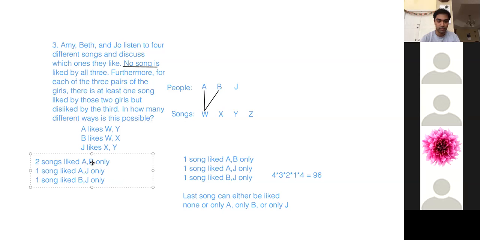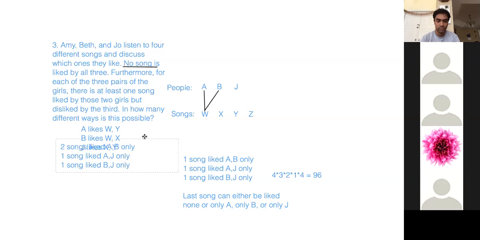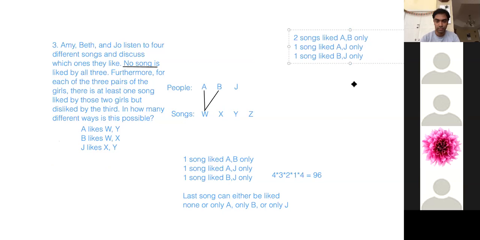2 songs liked by A and J only, and 1 song liked by AB, 1 song liked by BJ. But then another possibility is 1 song liked by AB, 1 song liked by AJ, and 2 songs liked by BJ. Good. Okay, let's take that and let's put those in.